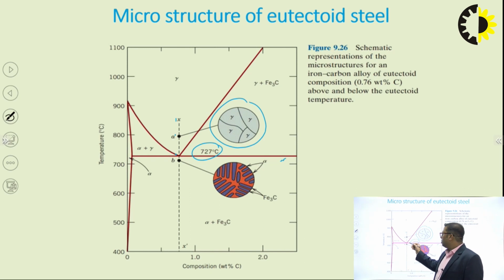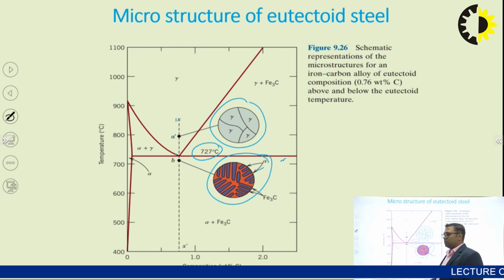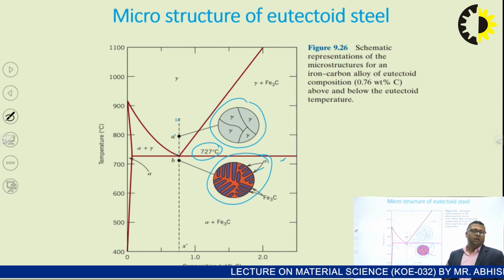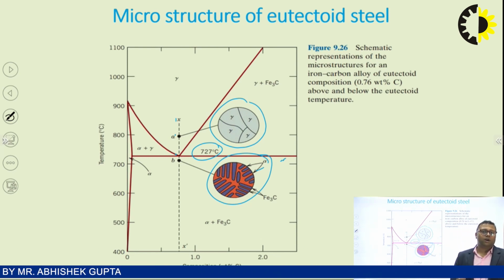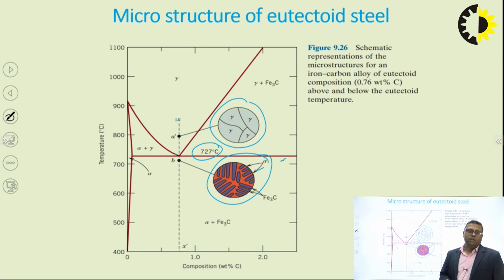But as you cool down from the austenitic phase to the pearlitic phase, you will see the pearlitic microstructure. The pearlitic microstructure consists of alternate layers of alpha ferrite and cementite. So you can see that the alternate layers of alpha ferrite and Fe3C are shown here.